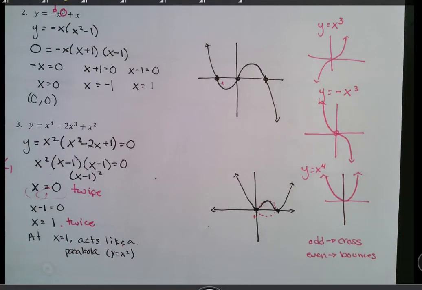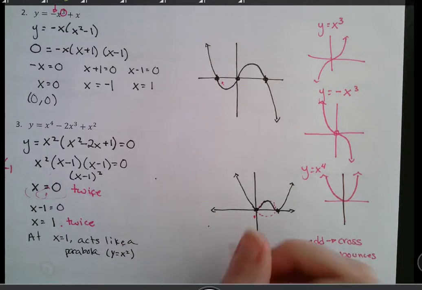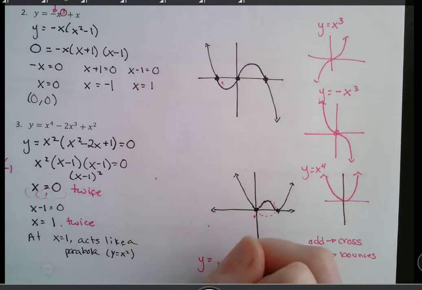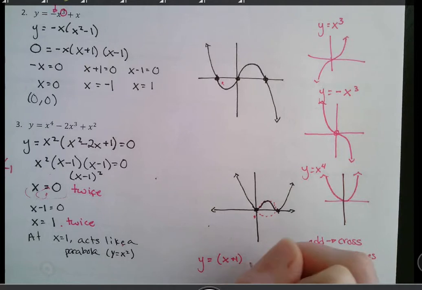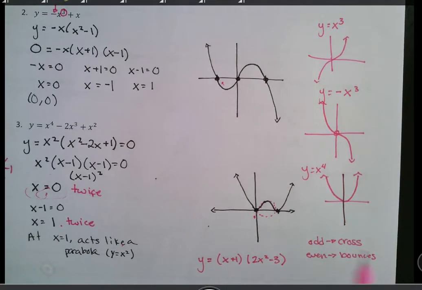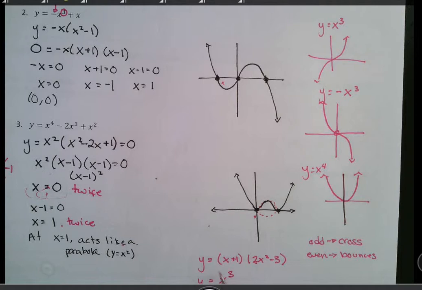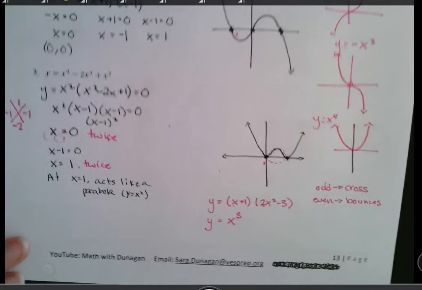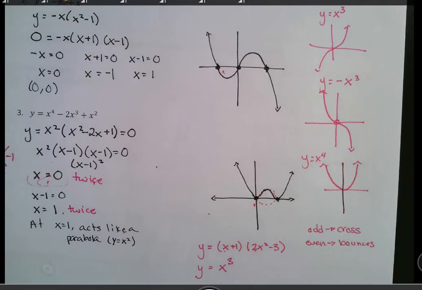One thing to look out for if you're stuck on finding that parent function, because it's something where it's already factored for you, so like say you have y equals x plus 1 times 2x squared minus 3. Well, what you would do is you would just say, well, if I expanded this, I would be at an x cubed. That's going to be my parent function for this, y equals x cubed. So you're basically just counting the number of x's you have there. So x cubed, 3 x's.